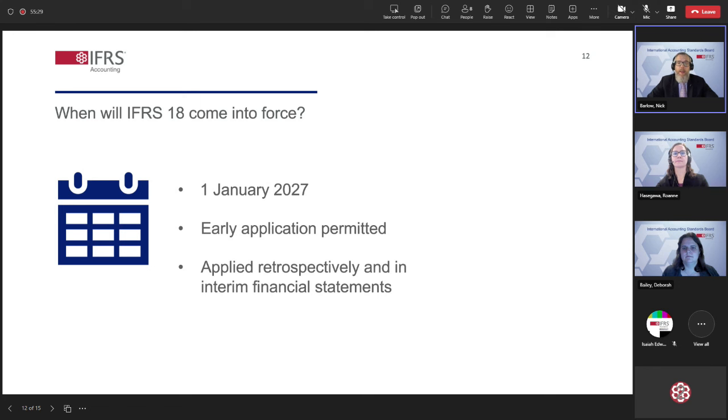With respect to MPMs, companies will want to think about what measures it expects to use outside its financial statements when it applies IFRS 18, and whether it has the systems in place to gather the information that will be required to be disclosed about these measures, and whether it needs to start communicating any changes to the information currently provided to its investors. It's important to note that IFRS 18 will be applied retrospectively and in interim financial statements.